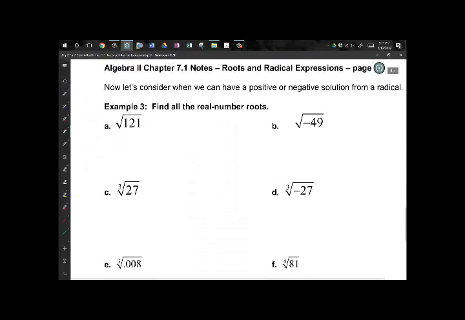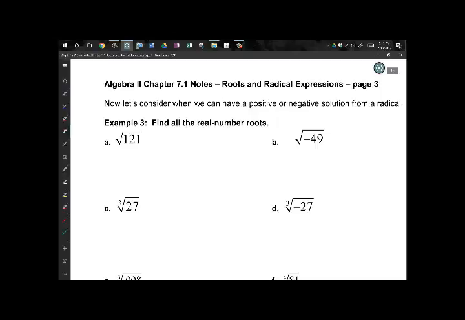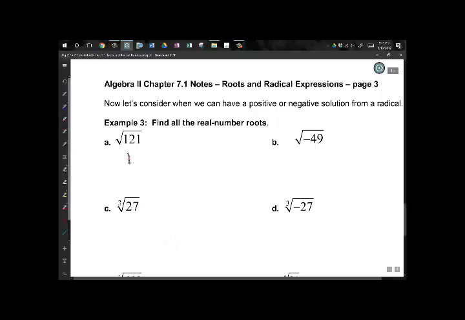Let's keep going and talk about real number roots. A real number root obviously is a real number that you could put on the number line. It's not imaginary, it's not complex, and so we are going backwards a little bit in terms of our real number roots. So the square root of 121, as you know, is 11. Not positive and negative 11, but just 11, because this is called the principal square root.